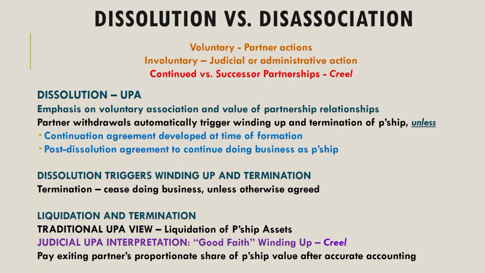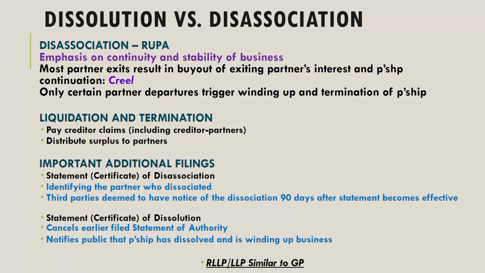But if you actually look at the language of UPA, if somebody leaves, that's supposed to trigger dissolution and the winding up and termination of the general partnership. We know under RUPA, though, they don't want that. That's totally thrown out the window. We want continuity. We want stability in partnership entities. So it's all about the buyout.